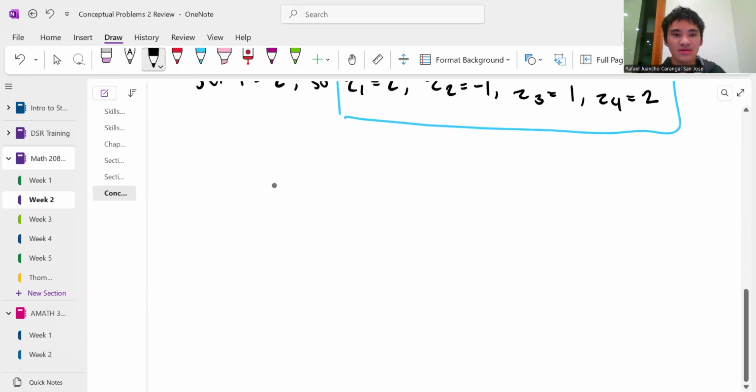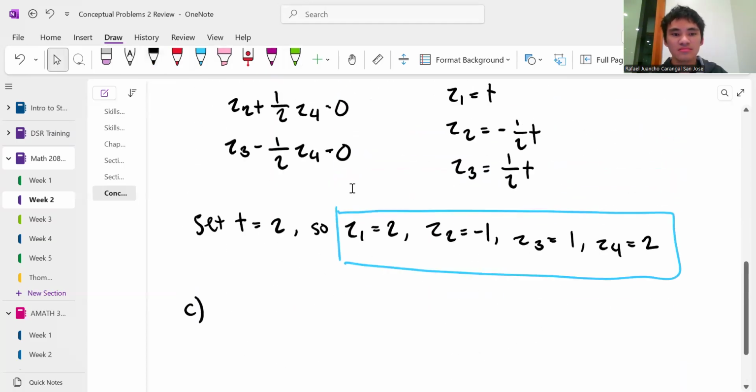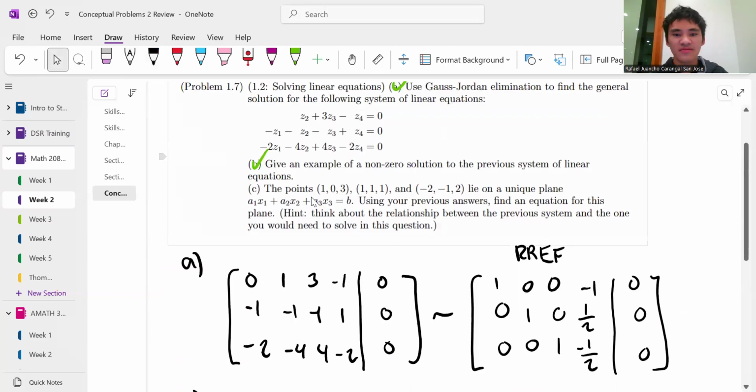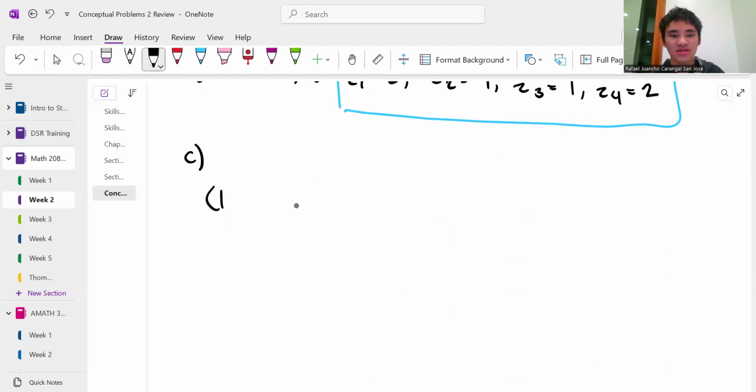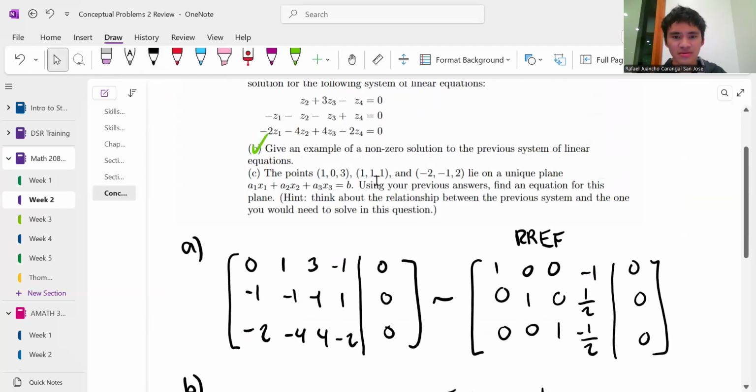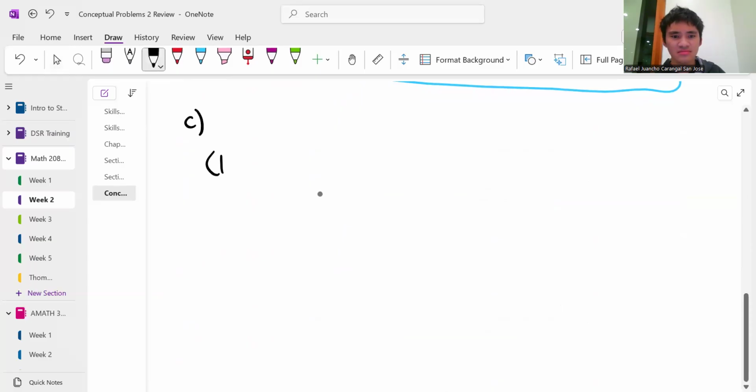Right, letter C. We have 3 points here, and they lie on a unique plane. Now, using your previous answers, we find an equation for this plane, and we think about the relationship between the previous system and the one you would need to solve in this equation. So we have 3 points, and they lie on this plane. So let's actually write down our 3 points here.